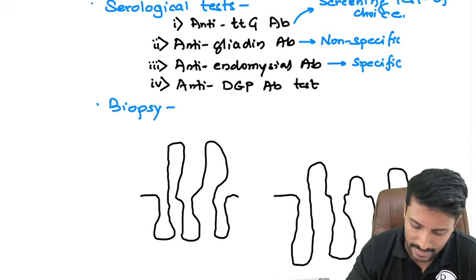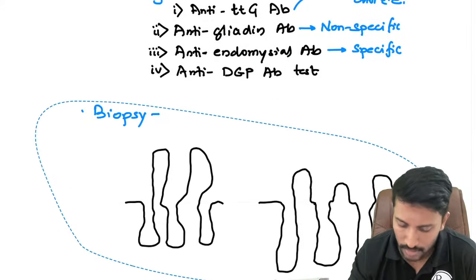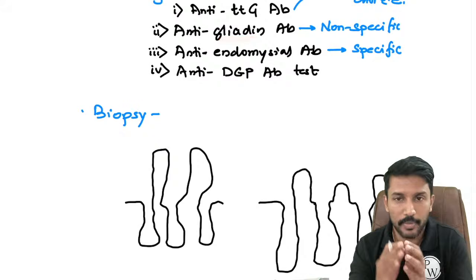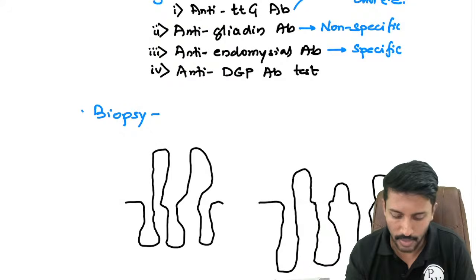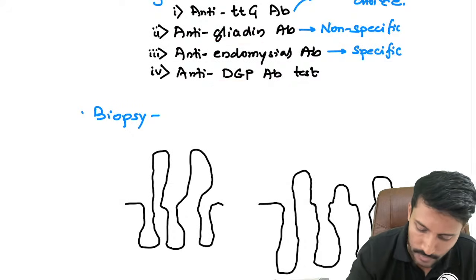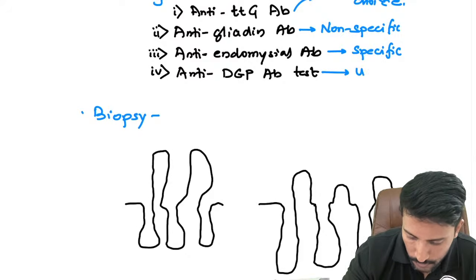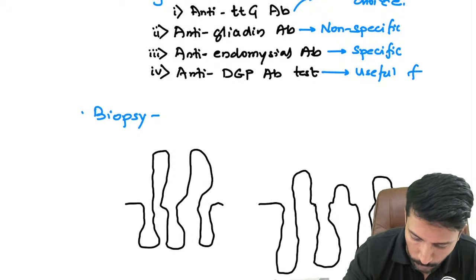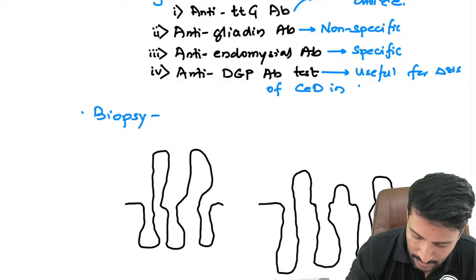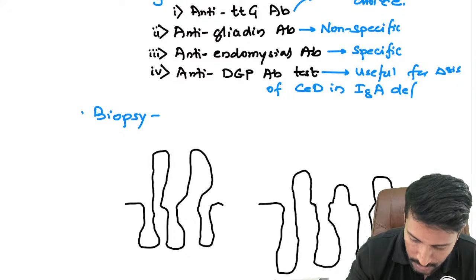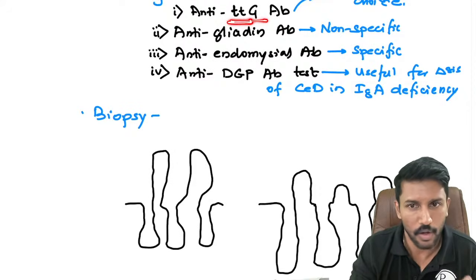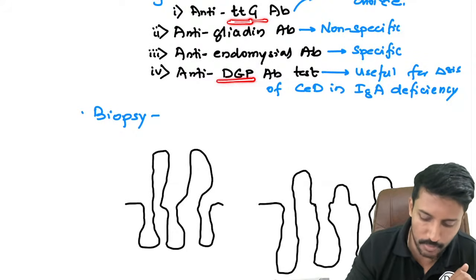Now, anti-DGP, what does it stand for? It stands for deaminated gliadin peptide. It is the antibody which is targeting the gliadin, but after removal of some amine group. So it is anti-deaminated gliadin peptide antibody. This is useful for diagnosis of celiac disease in IgA deficiency patients. Yes, in such cases, you can do the IgG TTG antibody, or even better is to go for anti-DGP antibody.